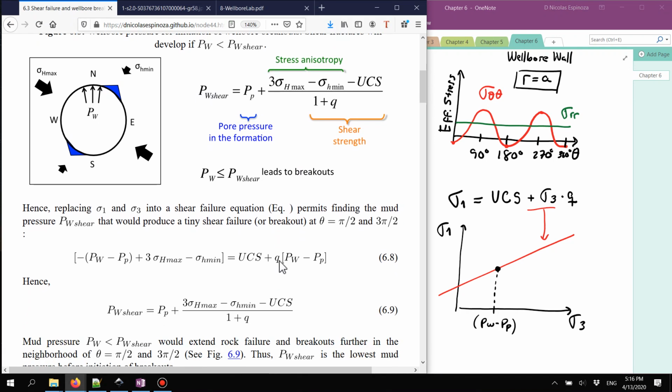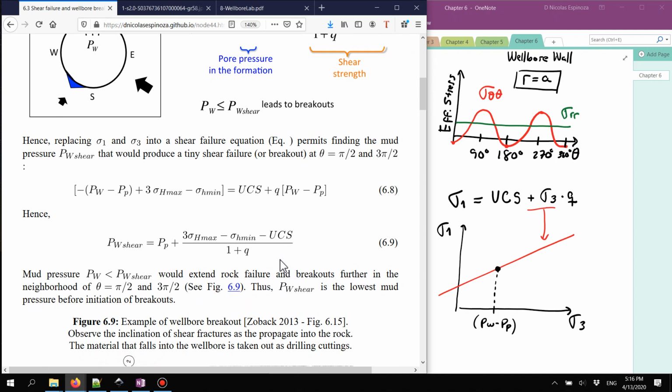All right. So with this equation, as we said, we can calculate the wellbore pressure required to have shear failure. And I hope that you notice from this schematic that the effective radial support, Pw minus Pp, is going to influence the shear failure, because the higher the value of Pw, the more to the right I'm going to be in this point.